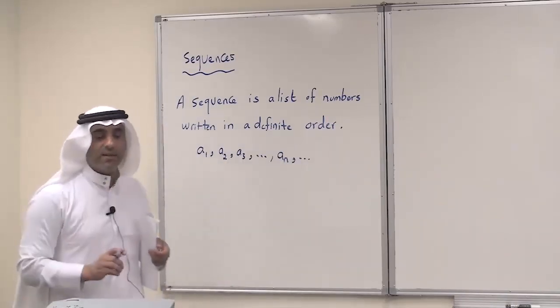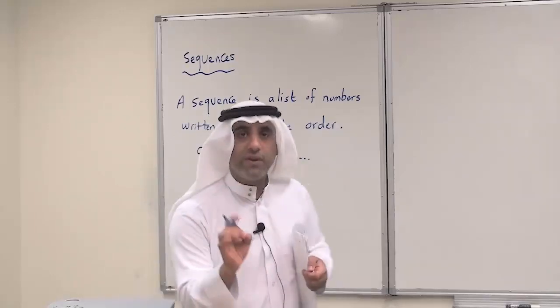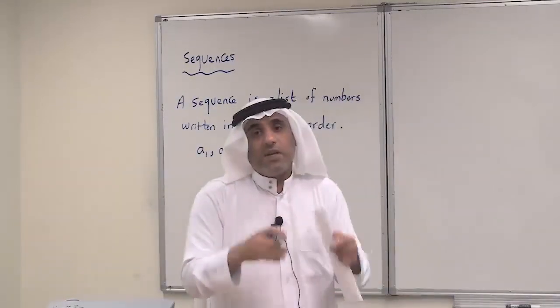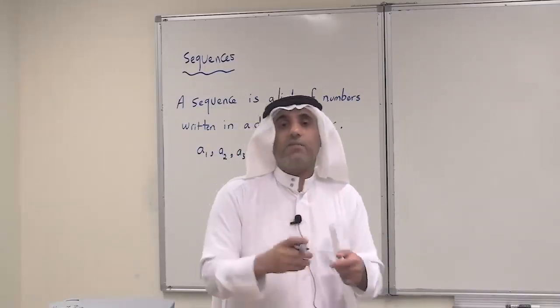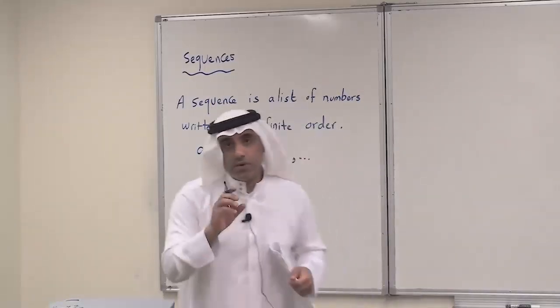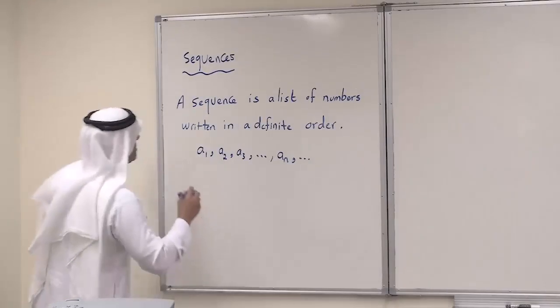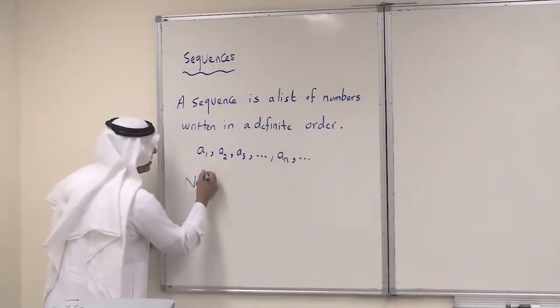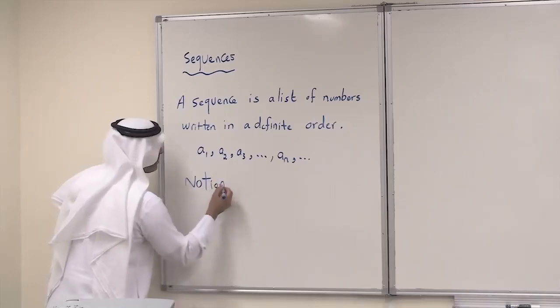Our target here is to understand the meaning of convergence and divergence of sequences. What does it mean, a convergent sequence? What does it mean, a divergent sequence? Before we go to that, we have some notations. So I just denote this sequence. This is a notation for sequence.